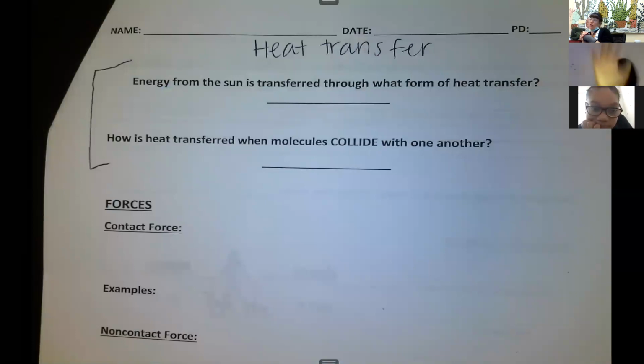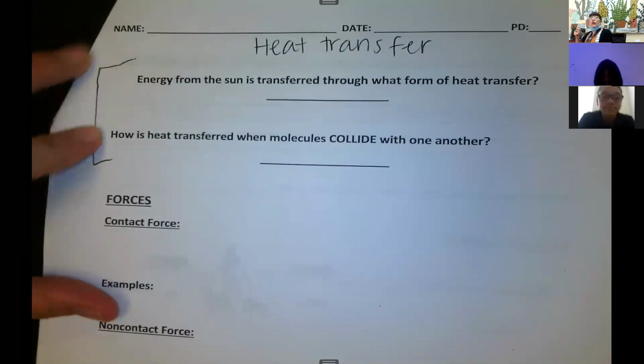Remember the brochure that we did? Radiation is heat transfer using rays, right? Electromagnetic rays or waves. Give me another one, Ethan. Conduction, which is direct contact.